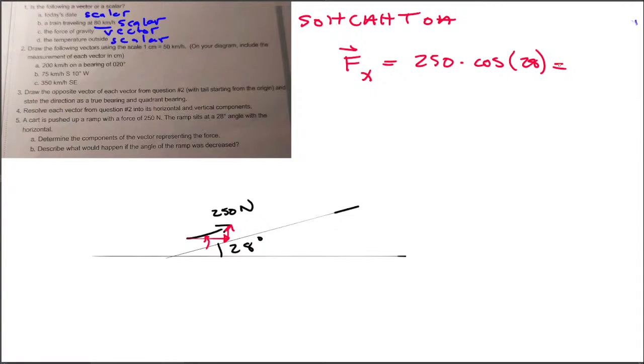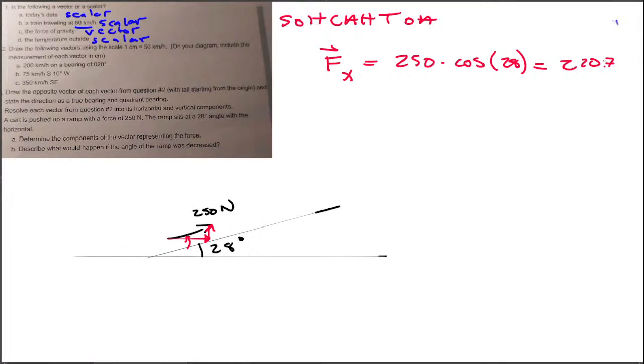And let me just get an approximation for this for you. 250 cosine of 28. So we got approximately 220.7 newtons. And then the component of the force in the y direction, in this case, is 250 sine of 28. And we've got approximately 117.4 newtons.